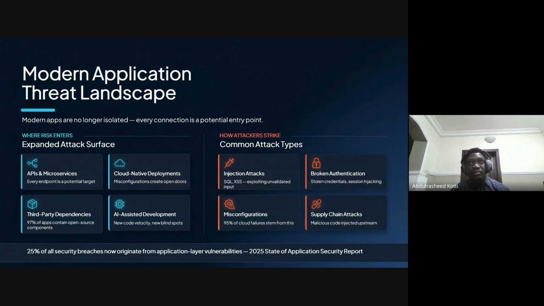Think of it in this way. If you have a house with one door, it is easier to secure. If you have many doors and windows, it becomes harder to protect. Now let's look at the common attack types. First, we have injection attacks. And in this one, attackers may send harmful inputs into the system.